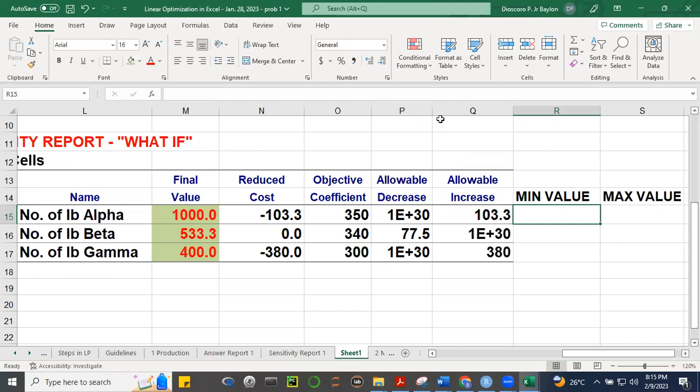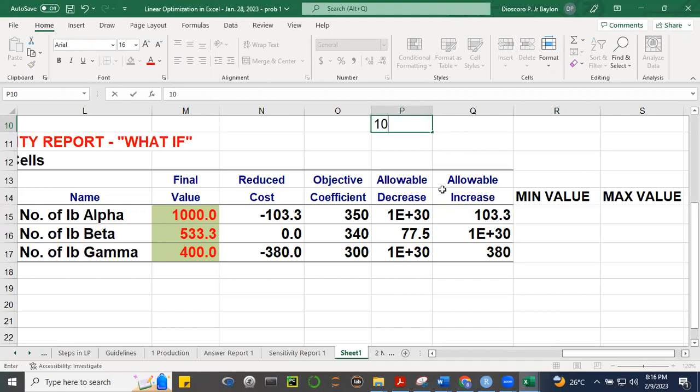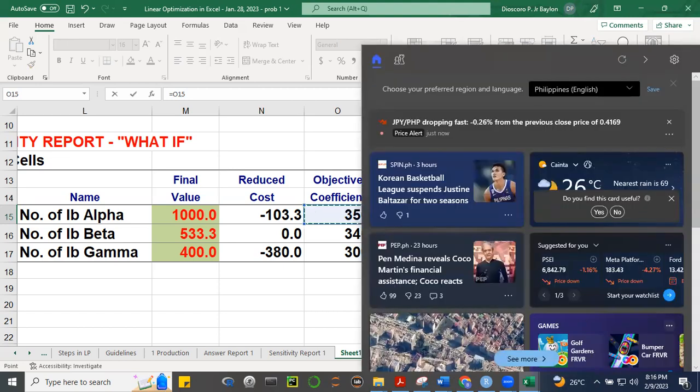Wait, sorry, my mistake. 1, okay, 1, and then I put 35 zeros, 1, 2, 3, 4, 5, 6. My mistake. So this is a very, very big number. Okay? Sumobra ng isa, no? So, 1 and then 30 zeros. 30 lang pala. So this is a very, very big number, so that minimum value kasi 350, and then I subtract this kasi allowable decrease. Decrease to eh. And then I'm going to fix this.